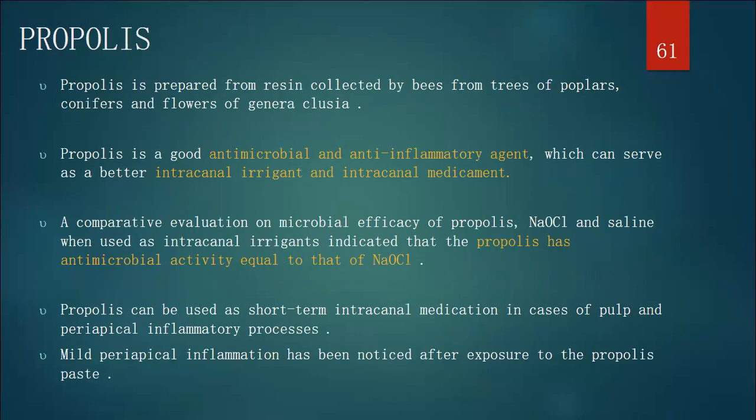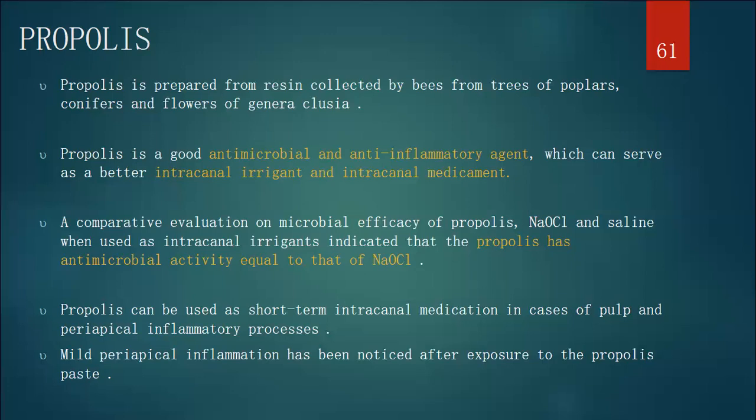Propolis. Propolis is prepared from the resin collected by bees from trees of poplars, conifers, and flowers of the genus Clusia. Propolis is a good antimicrobial and anti-inflammatory agent which can serve as a better intracanal irrigant and intracanal medicament. A comparative evaluation of the microbial efficacy of propolis, sodium hypochlorite, and saline when used as an intracanal irrigant indicated that propolis has antimicrobial activity equal to that of sodium hypochlorite.